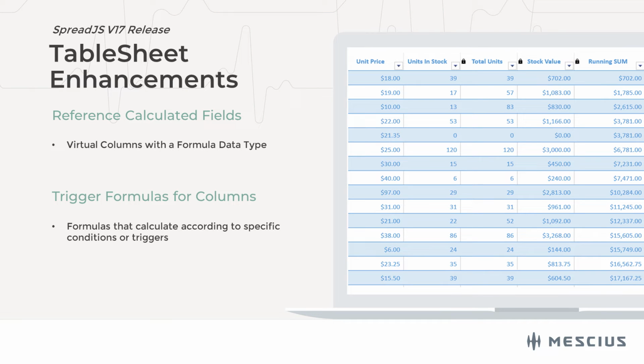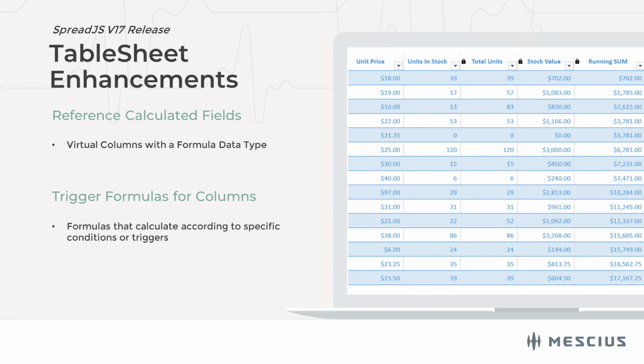TableSheet also has a couple of enhancements in v17. The data manager supports adding fields from a data source, but it also now supports virtual columns with a formula data type. These formula columns can then be used in the view of a table sheet to show things like a running sum or a stock value ratio.